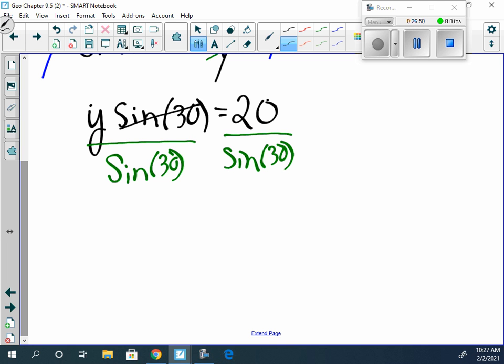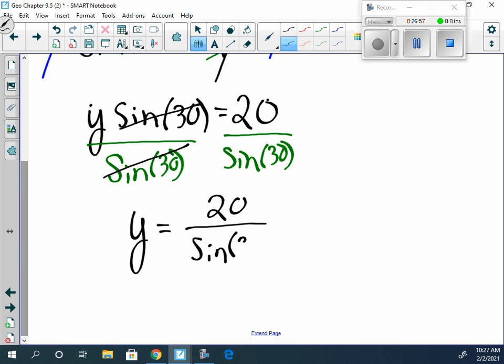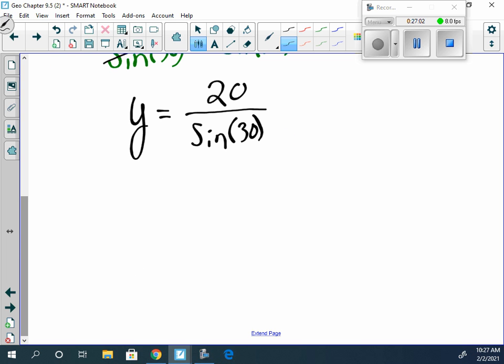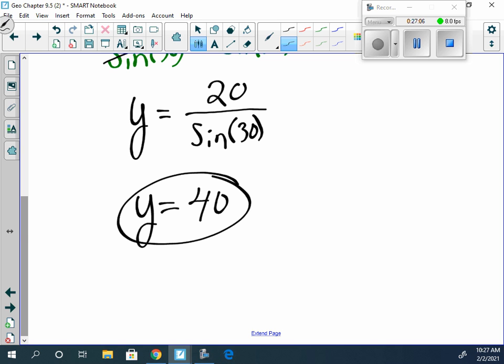Now, sine of 30 divided by sine of 30 is 1. We'll get y is equal to 20 divided by sine of 30 degrees. And what it'll tell us is y is equal to 40. So we can still add, subtract, multiply, and divide with these sines and cosines. But we can't just divide by 30, because that 30 degrees is inside of that sine.